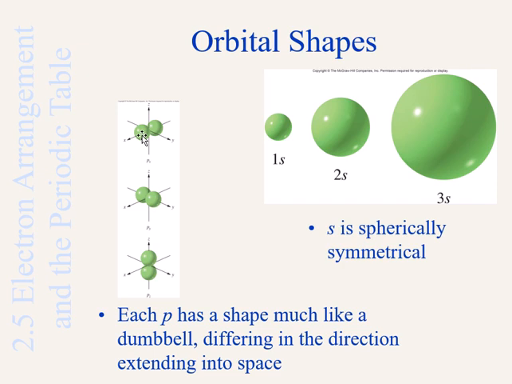And here are the P. Now P has 3 different forms, actually 3 different orientations in space. One of them is oriented in the x direction, the other in the y direction, and the last one in the z direction.